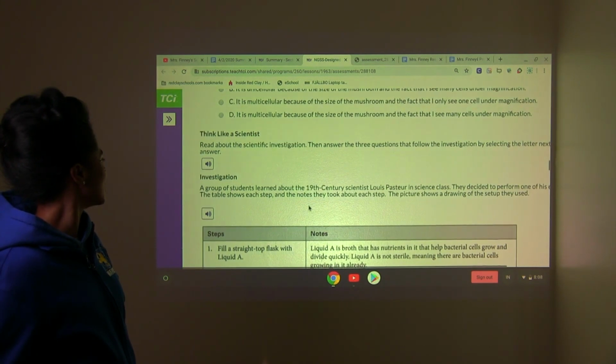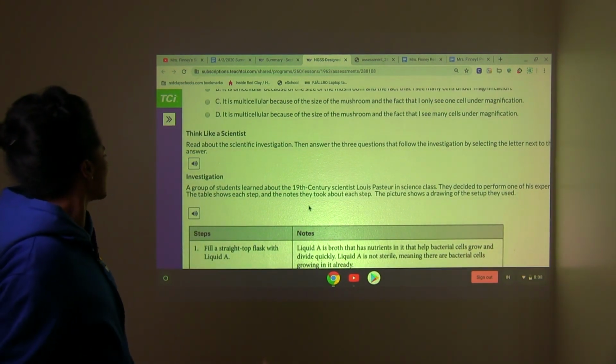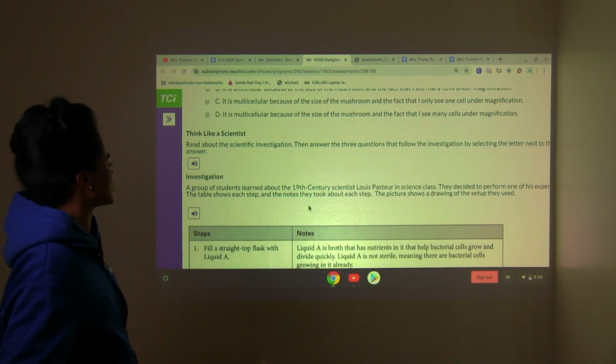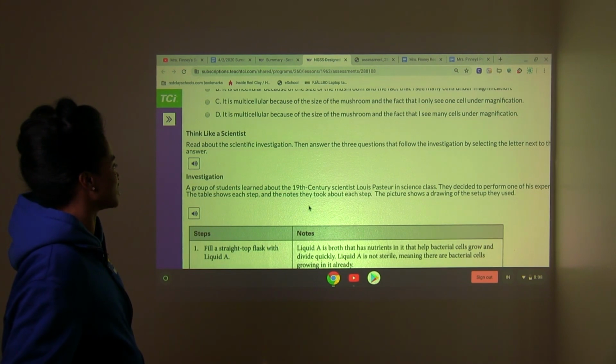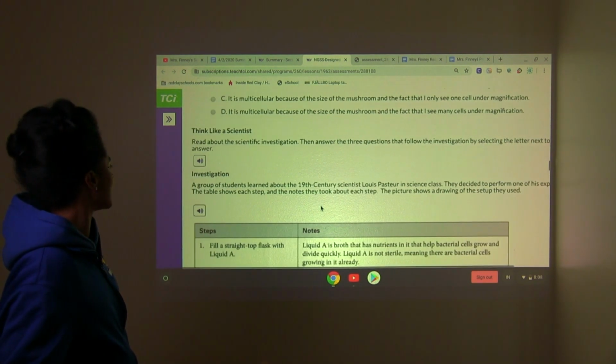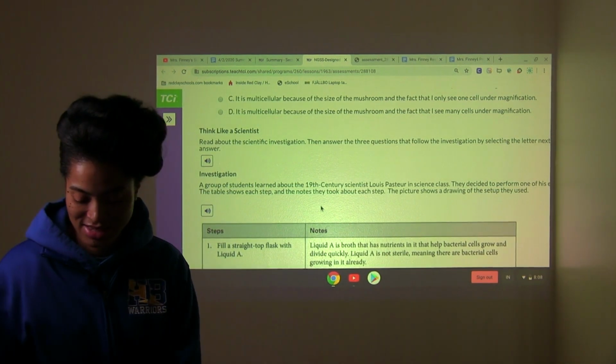We're going to move to the next, which says, think like a scientist. Read about the scientific investigation, then answer the 3 questions that follow the investigation by selecting the letter next to the best answer. Here's the investigation. Think like a scientist. Here we go.